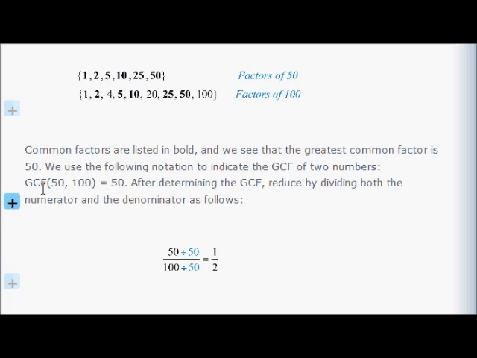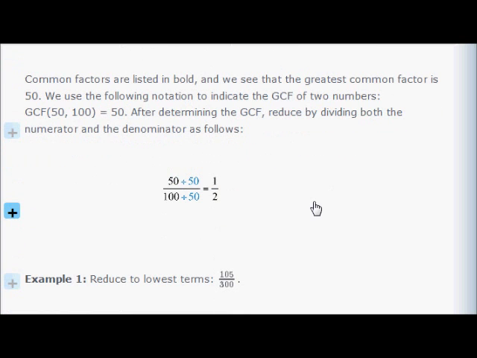We're looking for the GCF of 50 and 100, and that's 50. So after determining the GCF, we reduce by dividing both the numerator and the denominator. You're just going to divide them both by the GCF. So you divide 50 by the GCF, which is 50 divided by 50, which is 1. In the denominator, you have 100 divided by the GCF, which is 100 divided by 50, which is 2.